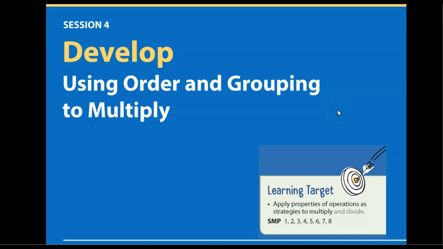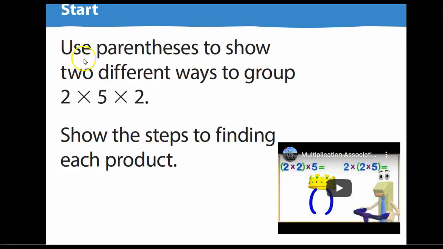All right, guys, we're going to continue our lesson 8. Okay, this is session 4 that says using order and grouping to multiply. It says use parentheses to show two different ways to group 2 times 5, 5 times 2. Show the steps to finding each product. Well, gotta use parentheses, right?